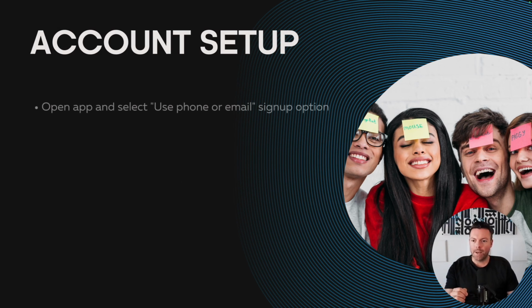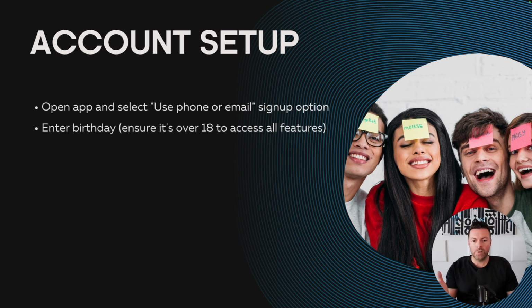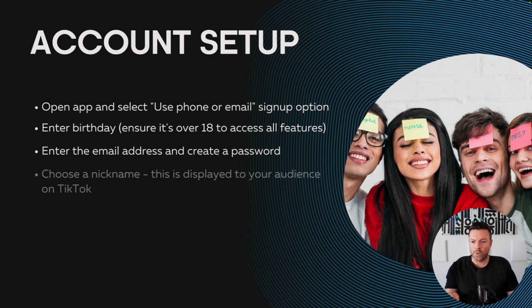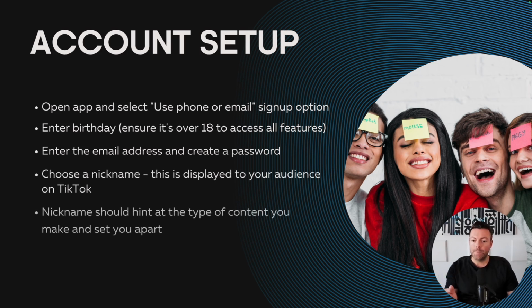So your account's set up now. Open the app and select the use phone or email sign up option. Enter your birthday, ensuring obviously you're over 18 years old to access all the features. Enter the email address and create a password. Choose a nickname. This is displayed to your audience on TikTok. The nickname should hint at the type of content you make and set you apart, right? Something really unique. You can even use ChatGPT to help you come up with nicknames.